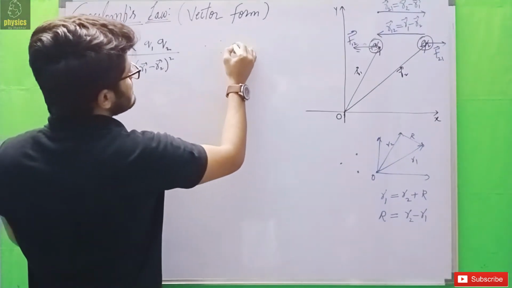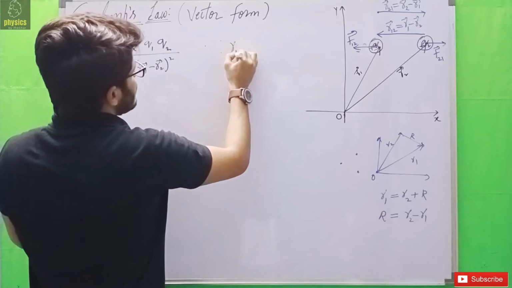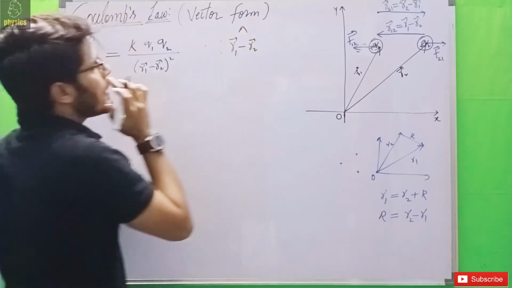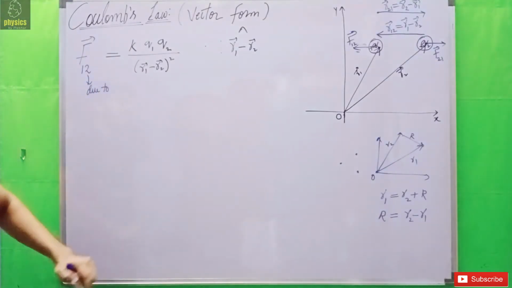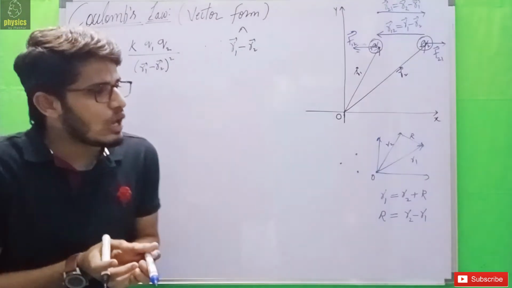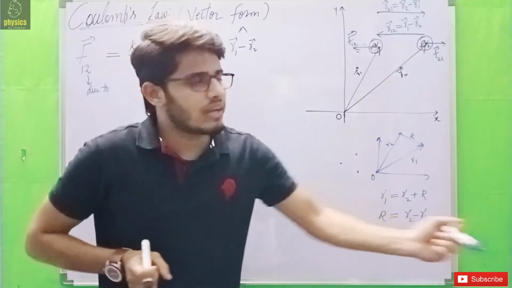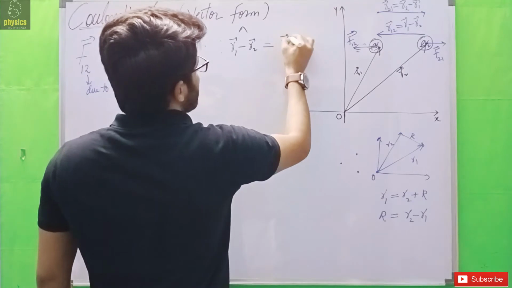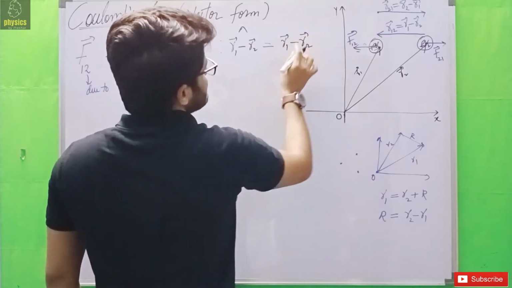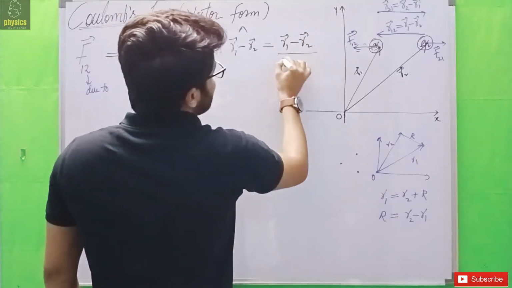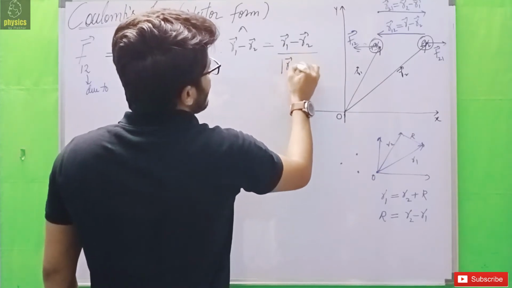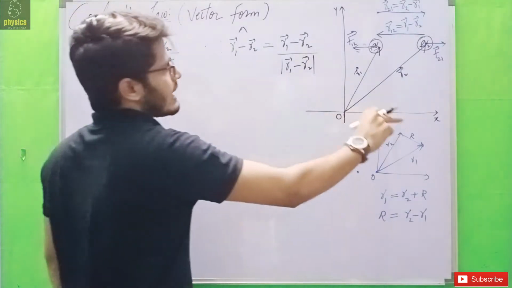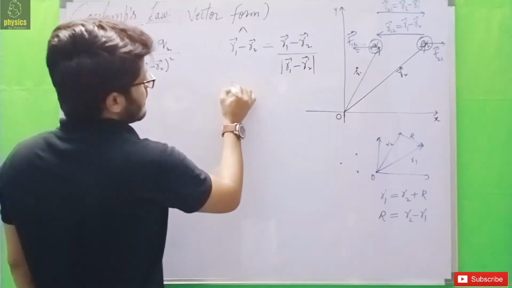How to write the unit vector? This will be the unit vector, Q1 bar minus Q2 bar. If I write a cap on it, it represents a unit vector along that particular vector. So what is that vector? This is the vector. Divide by its magnitude and that will give you the unit vector along that direction. It is something like this.